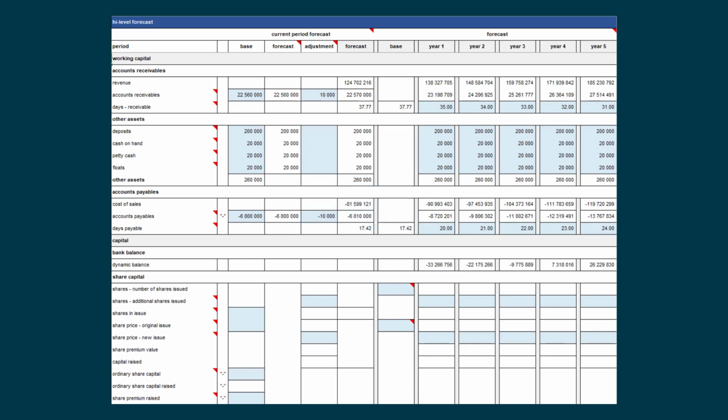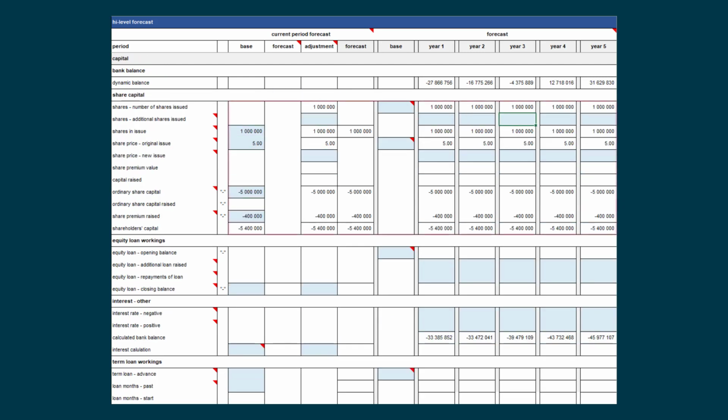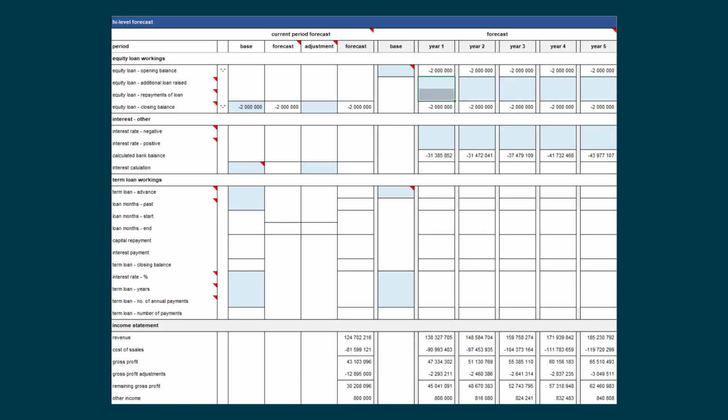Once that is done, we need to set up the permanent capital values. In this section, we can issue additional shares at various values. Any value above a nominal issued value will create a share premium value. After adding permanent capital, we can add an equity loan.